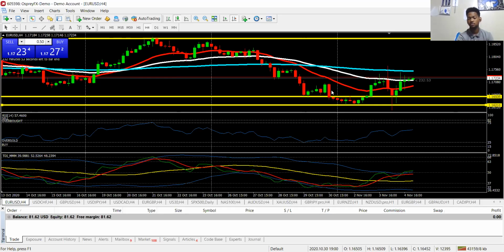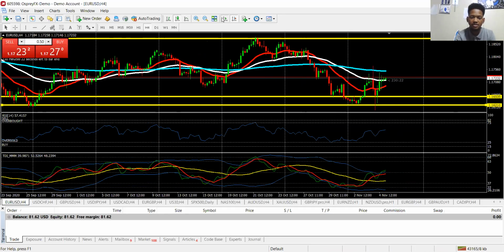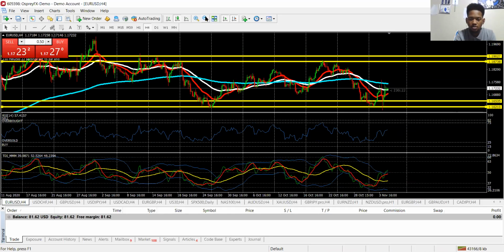How did I know this? How did I know this was a support zone, you ask? Well, let me zoom out a little bit. Oh, let me actually fix this for you. Hold on. Sorry, guys. Zoom this out a little bit. Okay, so can you guys see that? Let me zoom back in.